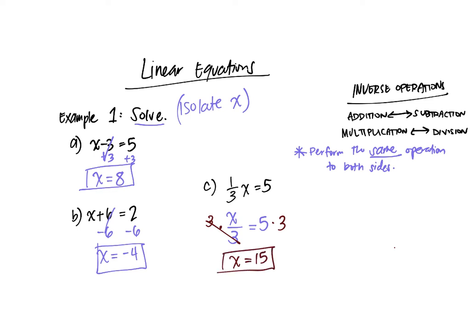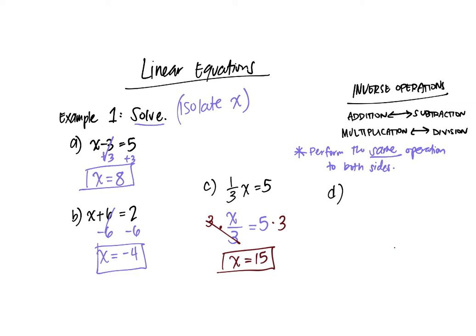And an important note is that if ever you're not sure about your answer, what you can do to check it is just to plug it back into the original equation and then evaluate to make sure that it's true. For example, if I plug in 15 for x, we have 1 over 3 times 15. 1/3 of 15 is 5, so that one's actually correct.